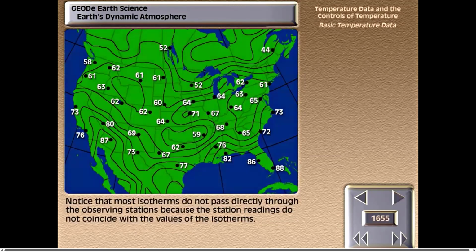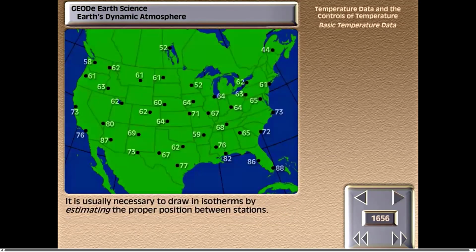Notice that most isotherms do not pass directly through the observing stations because the station readings do not coincide with the values of the isotherms. It is usually necessary to draw in isotherms by estimating the proper position between stations.